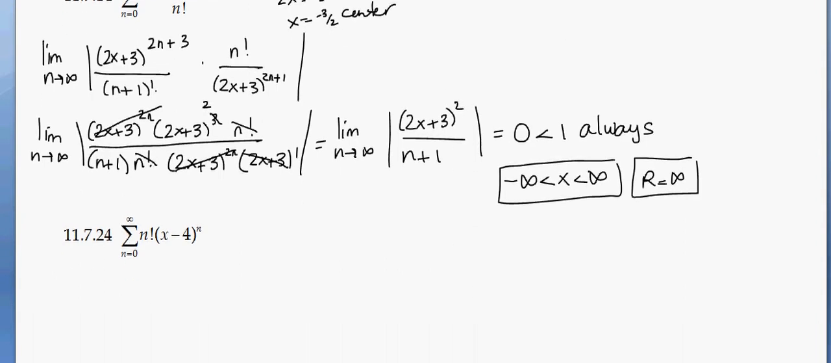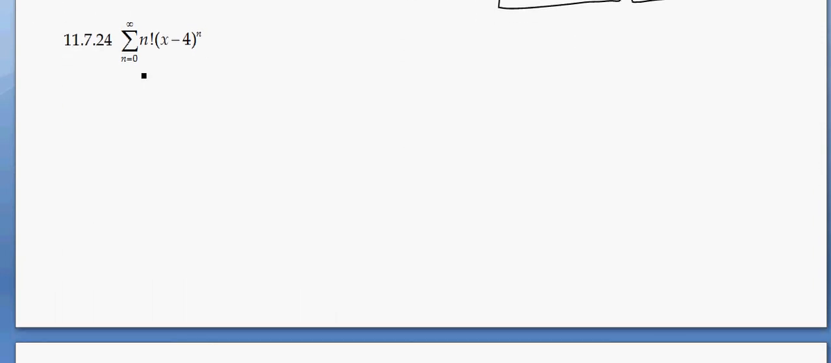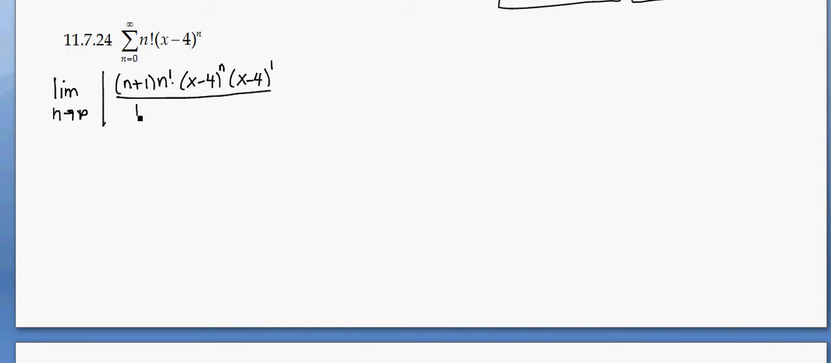Okay, let's look at the next one. So the center here is 4. And let's apply the ratio test. So we have n plus 1 factorial. And then we have x minus 4 to the n plus 1. So I'm just going to write this all simplified, or all sort of factored out, ready for some canceling.